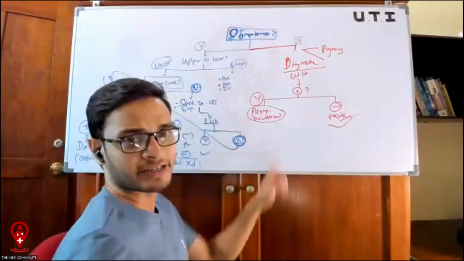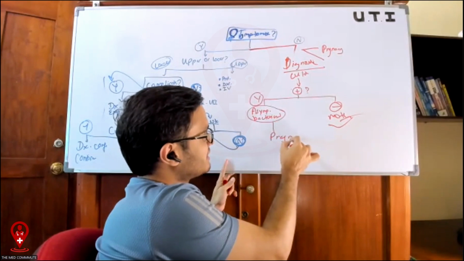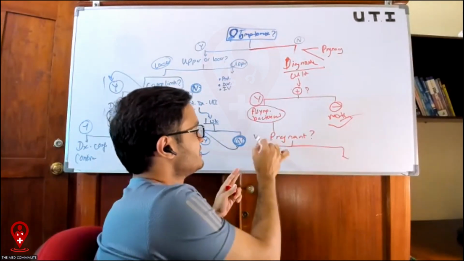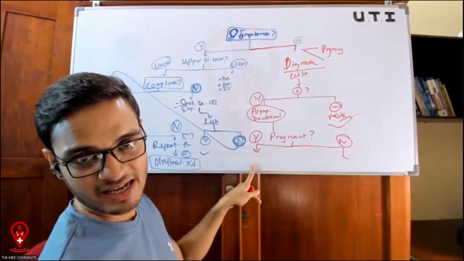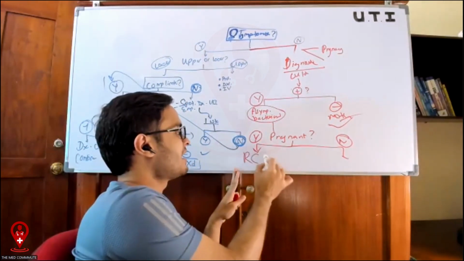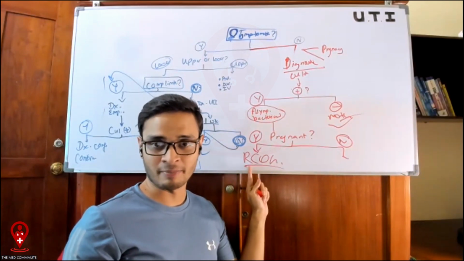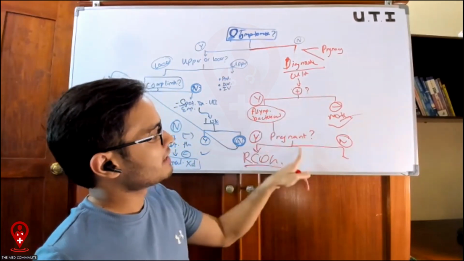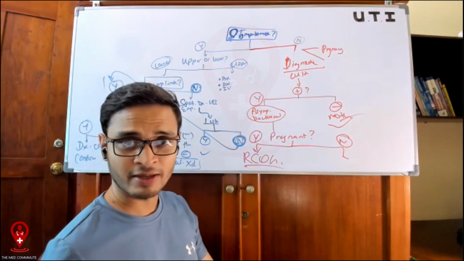If it is asymptomatic bacteriuria, what is your next question? Is the patient pregnant? Here also, yes or no. If the patient is pregnant, we don't need to write everything here. Just write RCOG guidelines. Now you all know how to treat asymptomatic bacteriuria in a pregnant mother.